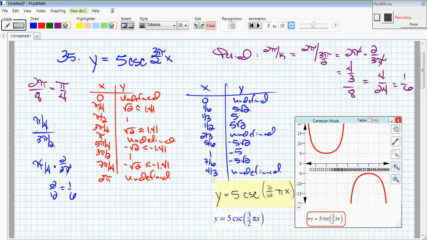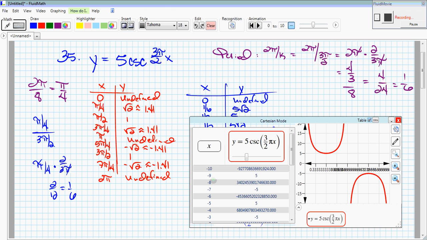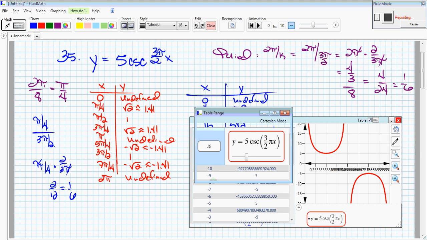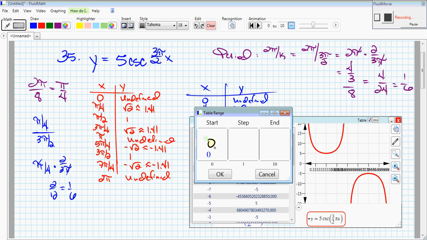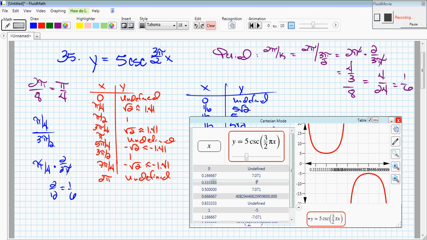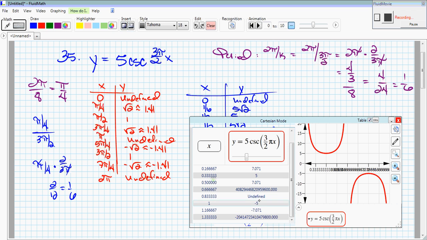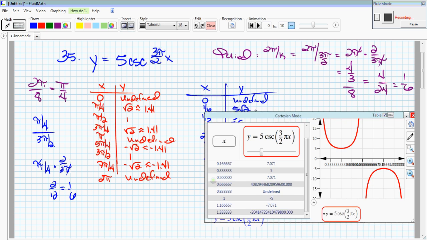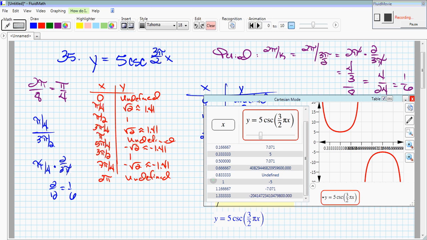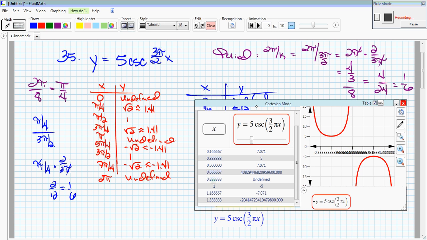If you want, let's see if we can take a look at the table. On your calculator, you can take a look at these values. Again, let's say we start at 0, end at 4/3, and count by 1/6. So at 1/6 it's 7.071, which is 5√2, and then 5. Here we are at 2/3. At 2/3, we're saying it should be undefined. I'll double check that with the calculator, but this should be right. So we'll stick with that.